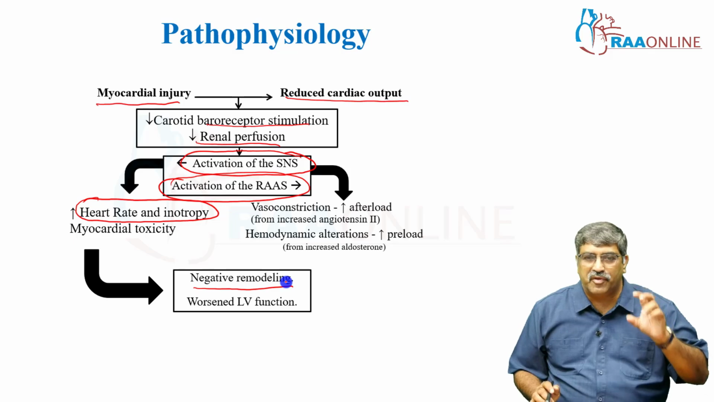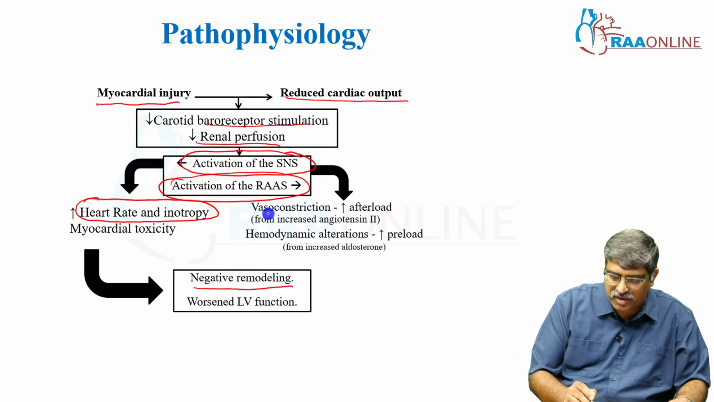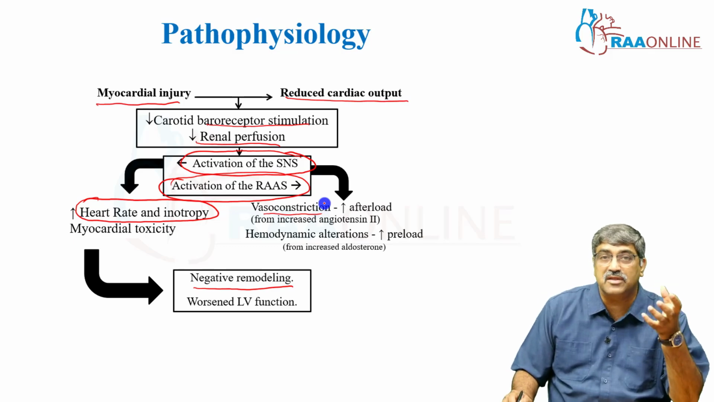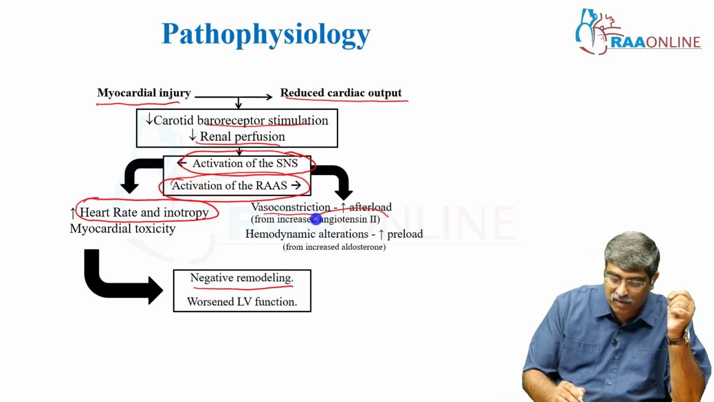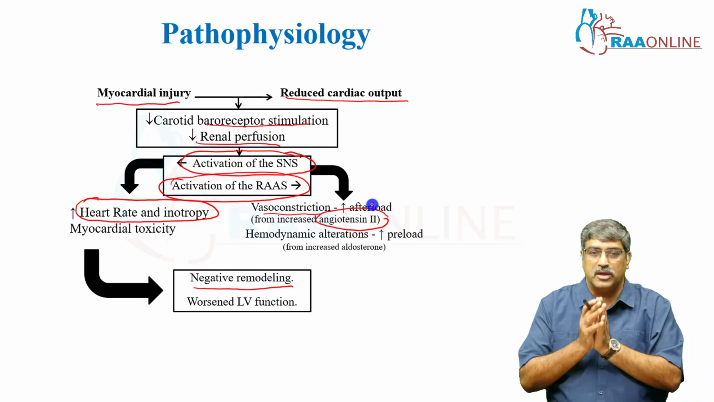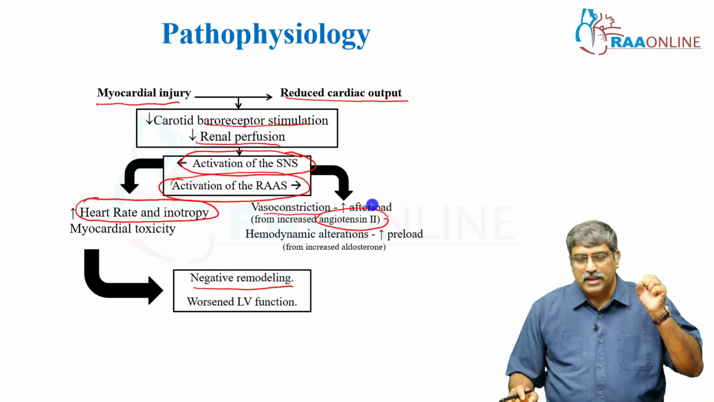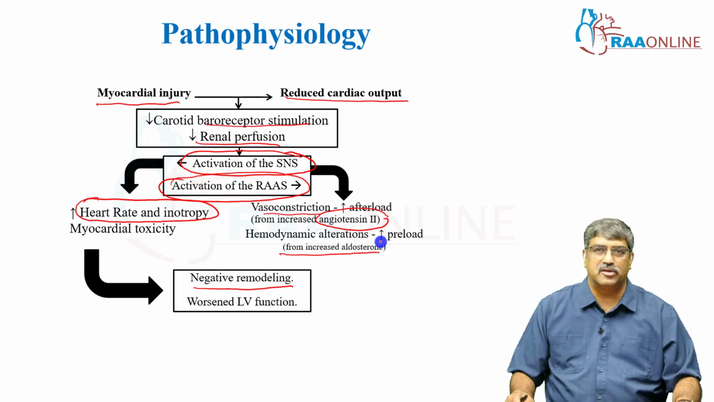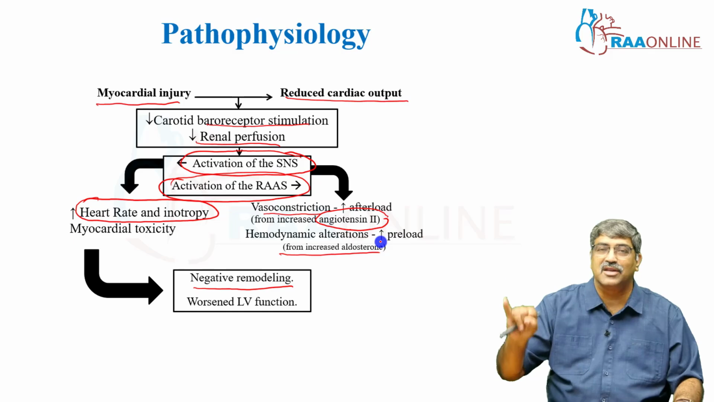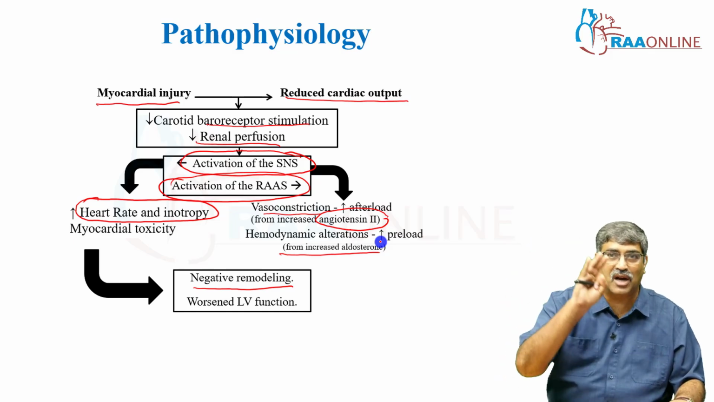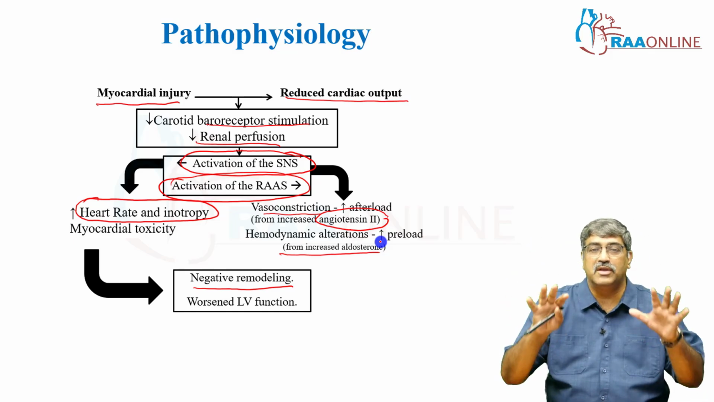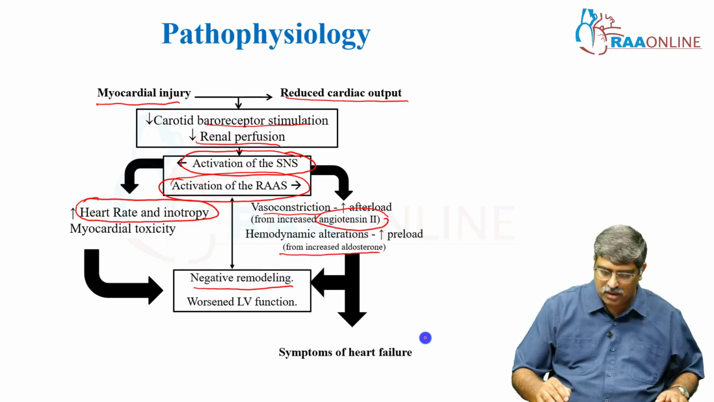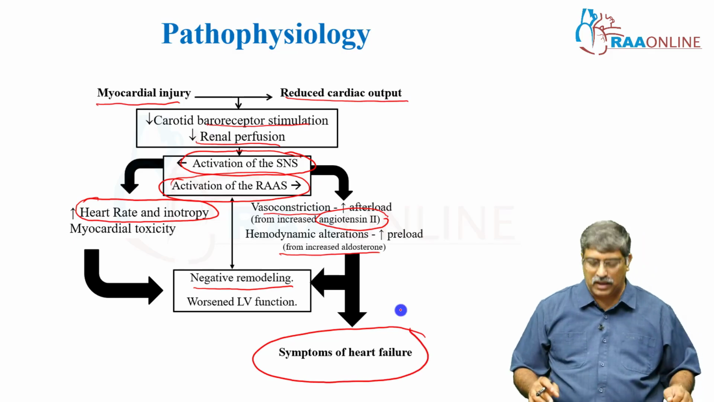It worsens the LV function. With the activation of the renin-angiotensin axis, there is going to be vasoconstriction, which increases the afterload. This vasoconstriction comes from a powerful vasoconstrictor, that is angiotensin 2. And there is going to be increased preload, which results from aldosterone. So, your preload is increased, your afterload is increased, your heart rate is increased, all of which are injurious to the already failing heart. And symptoms of heart failure happen.